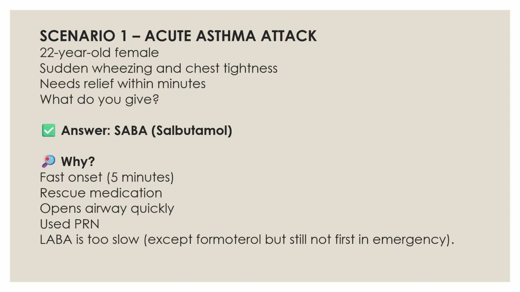Too slow, except formoterol, but it's still not first line in an emergency. We are not using LABA because its action is too slow. Formoterol we can use, but still it is not first line in emergency. We will use only SABA, that is salbutamol, when a patient is having an acute asthma attack.